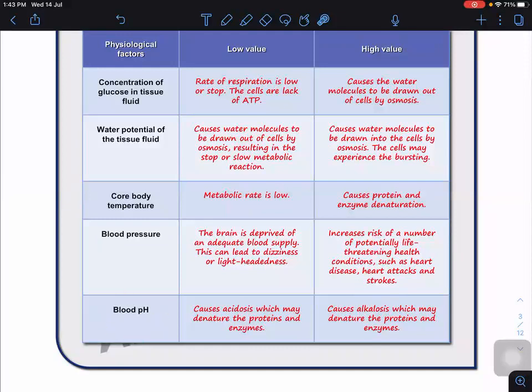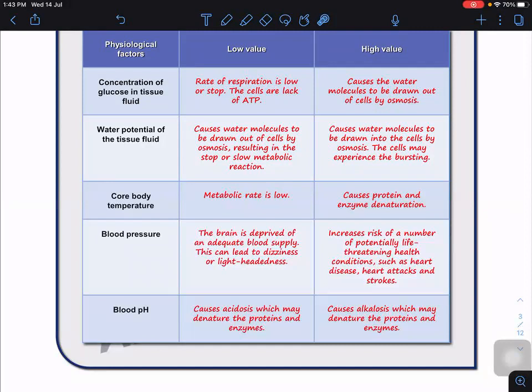How about the blood pH? If the pH is too low, it will cause acidosis. High pH will cause alkalosis. Both of them will cause denaturation of the protein and enzyme. So again, the cells will lose the enzymatic reactions, or metabolic reactions. In this case, definitely it will bring us disastrous effects.